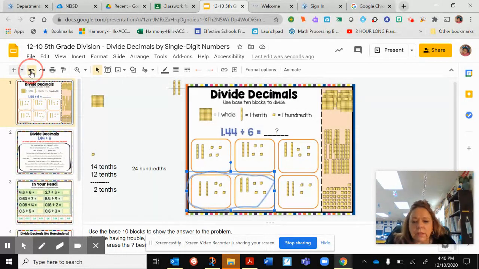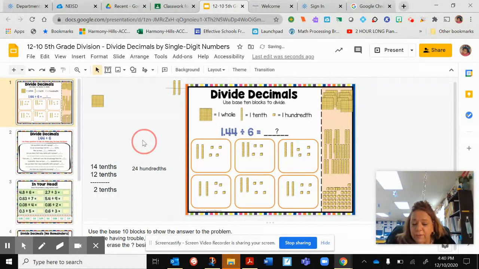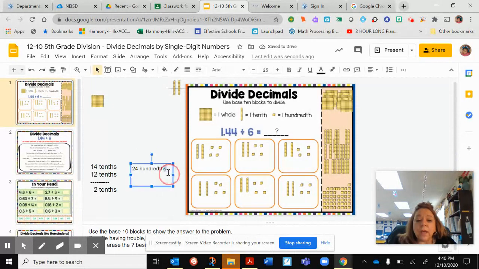So that's what I wanted to show you. And I have my 24. And I'm going to fill this one. And now do I have it balanced? Absolutely. So coming back over here, I used 24 of the hundredths. Do I have anything left over? Not at all. So I'm going to subtract that out, and I have 0 hundredths.